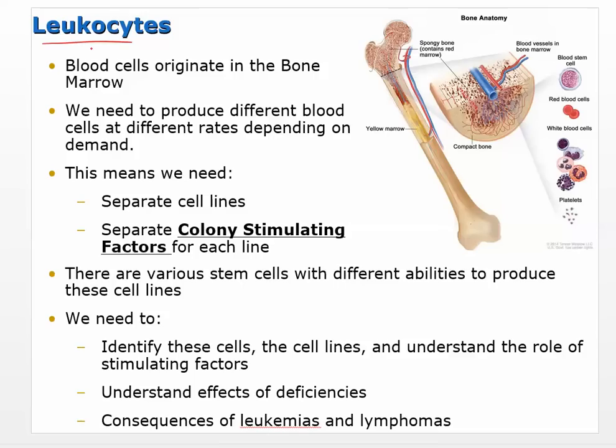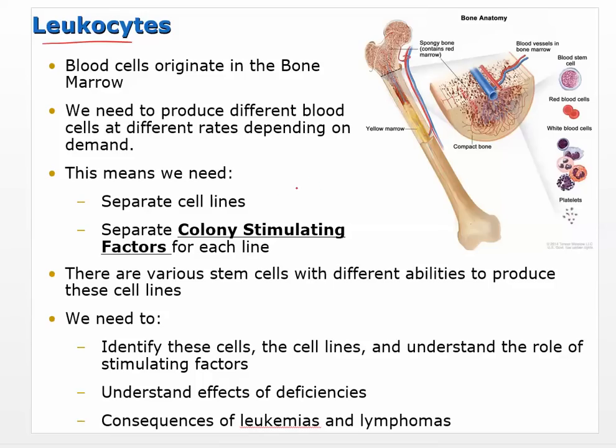Okay, so leukocytes, these are blood cells. They're specifically white blood cells. And all blood cells originate in the bone marrow. So red blood cells, white blood cells, platelets all originate in the bone marrow. And we have different needs for these. So at some points you might need more red blood cells. At some point you might need more lymphocytes.